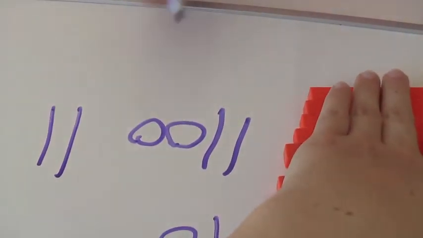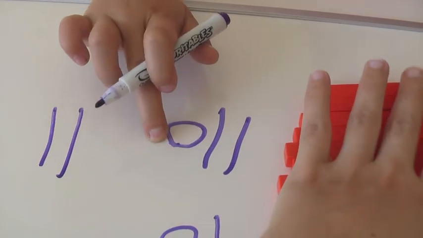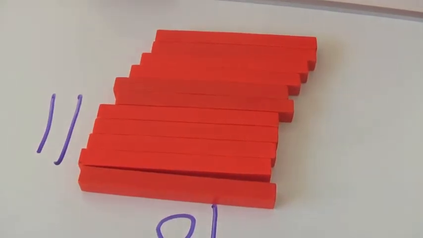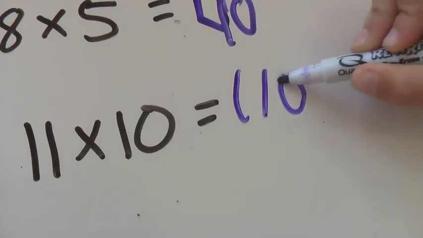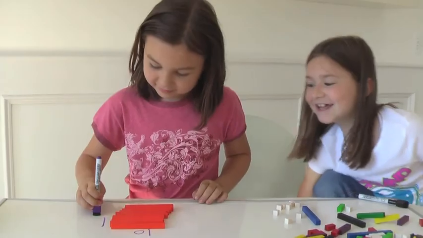Oh, do we need that other 0? That would be 1,100. Yeah, there's your 110. And that's how you write it. Okay, write the answer up here. 11 times 10? 110. That is a really big number, for just a very starting out.